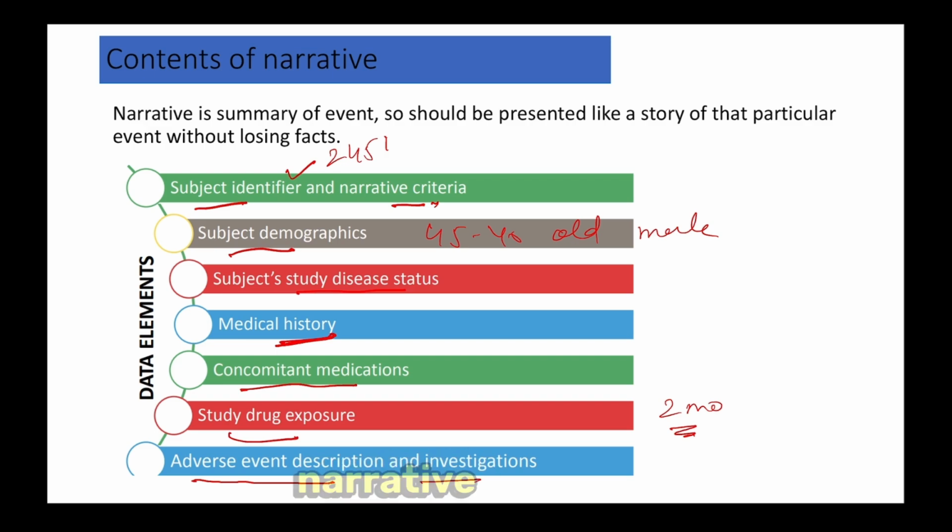So this is what a narrative is. The best way to write is you can make one paragraph for each of these contents. One paragraph for each is sufficient. So a narrative is nothing but when you report data in the form of a story, it is known as a narrative. You can read more in my book, which is Medical Writing Career Guide, which is available on Amazon.